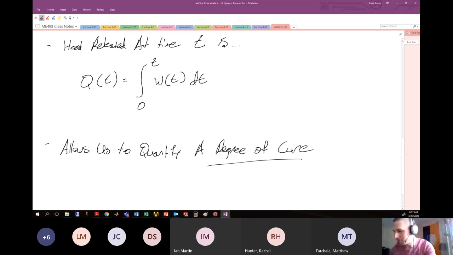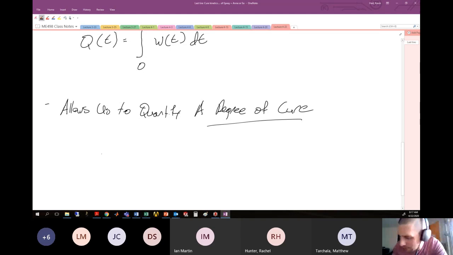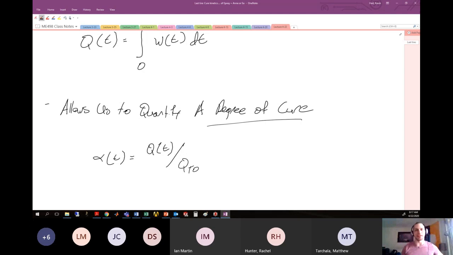So it allows us to quantify a degree of cure, which we define with the variable alpha. Alpha, which is a function of time, is equal to the heat of the reaction that has been released at any particular time, that is Q of t, normalized by the amount that the reaction could potentially release. That is the total amount that we had maybe previously measured in the laboratory. Most of these Q totals are known for every material, known for most epoxy reactions. And if you don't know it, you can measure it using a calorimeter.